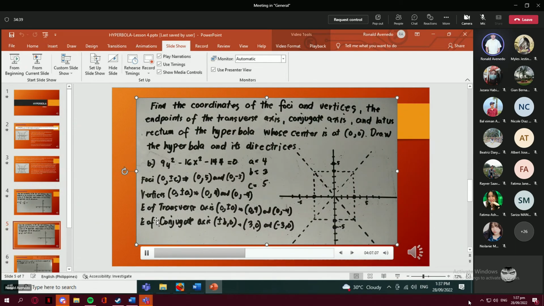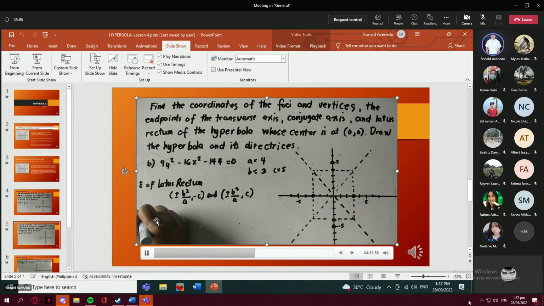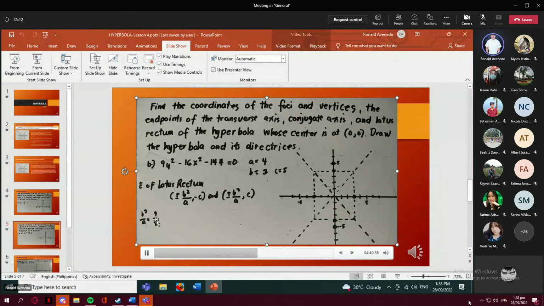So we'll now find the endpoints of the latus rectum. For the endpoints of latus rectum, the guide is positive negative b squared over a, negative c for the one pair, and for the other pair, positive negative b squared over a, then positive c. B squared over a is b squared, 9 over 4, which is 2 and 1/4.